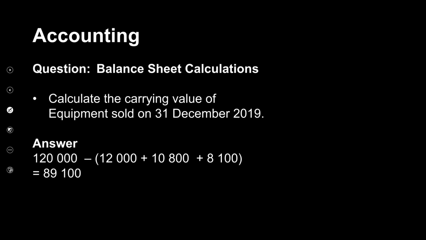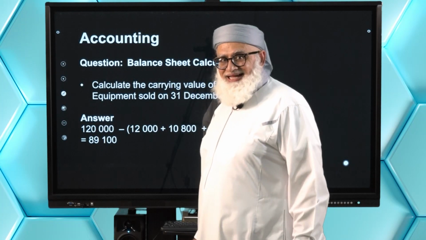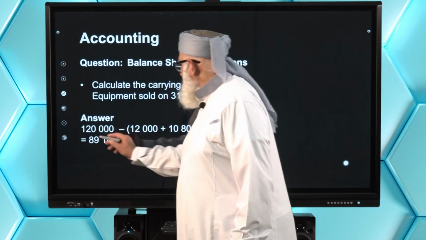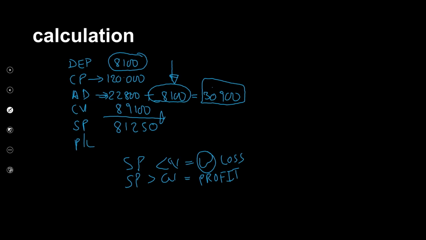I want to show you the calculation that I have done in relation to the expected answer, so you can understand where it's coming from. There's my 120,000, my cost price, minus the 12,000, that was your depreciation for year 1, depreciation for year 2, and then the current year's depreciation, the 3 components. Can you see 12,000 plus 10,800 plus the 8,100? If you subtract that from 120,000, you're left with 89,100. That's exactly what we had here. 89,100 was my carrying value.